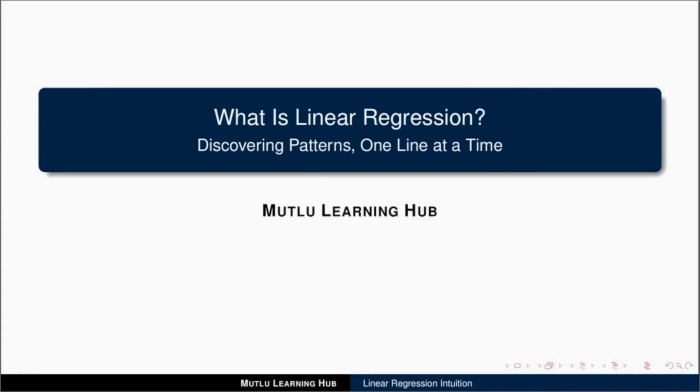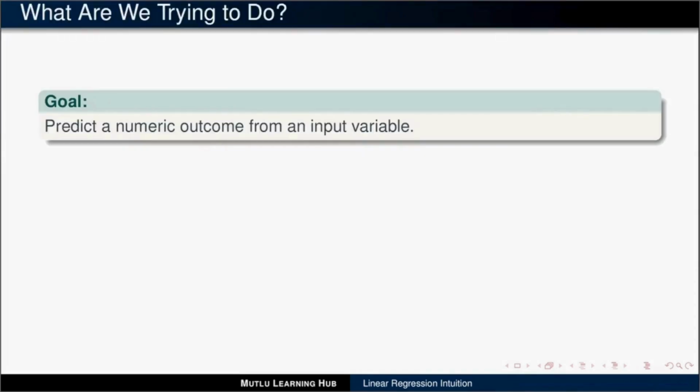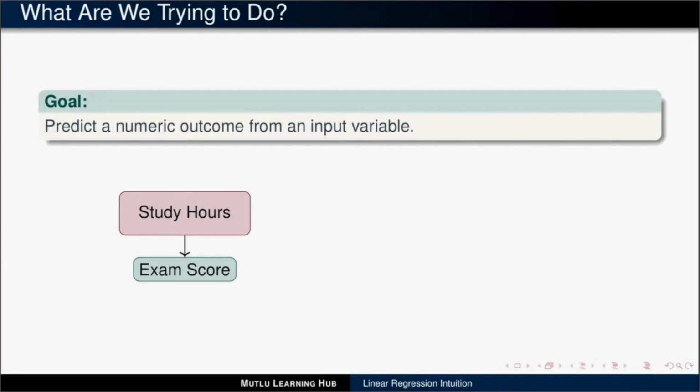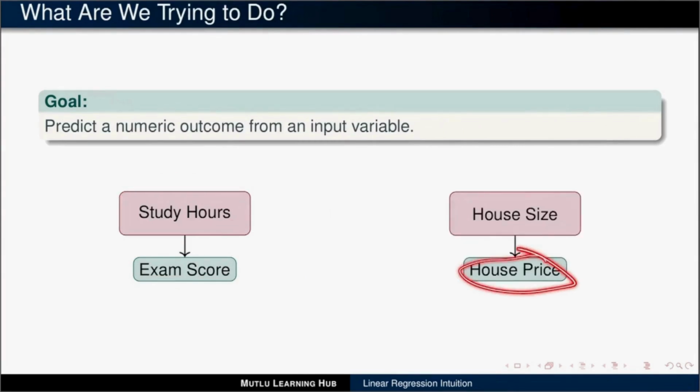Today we are exploring linear regression, a fundamental technique that helps us discover patterns in data. Today we'll focus on simple linear regression, so we'll work with a single input variable. For example, we might want to predict a student's exam score from the number of hours they studied, or a house price from its size. Linear regression helps us uncover patterns in these inputs and make predictions.